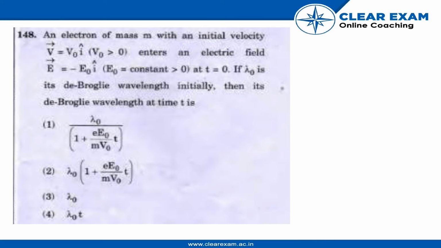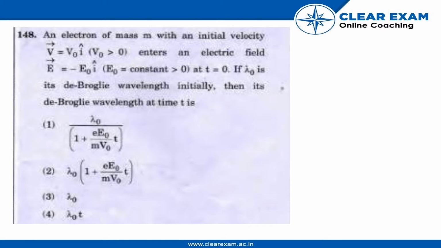Hello everyone. Now we are going to do this question, which is an electron of mass m with an initial velocity v equal to v naught i cap, where v naught is greater than 0, enters an electric field, which is E equal to minus E naught i, where E naught is a constant greater than 0, at t equal to 0.